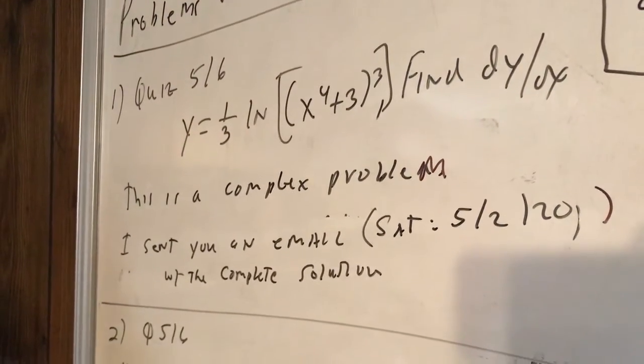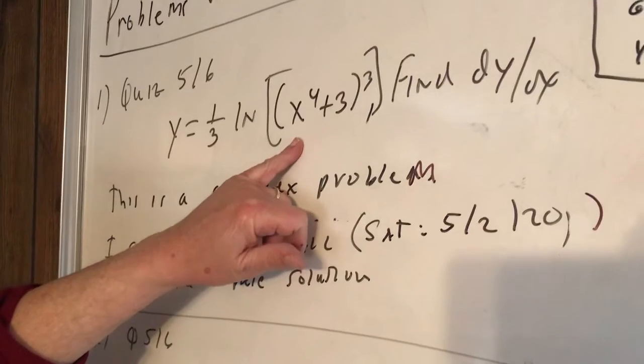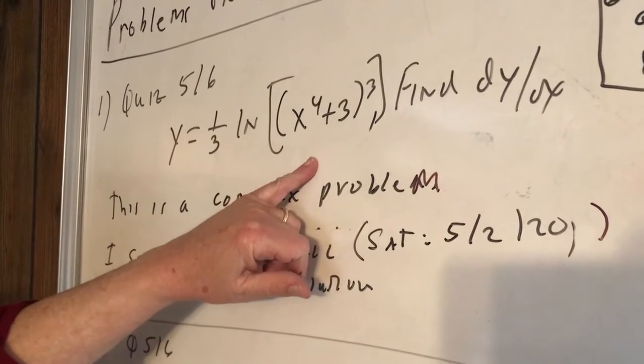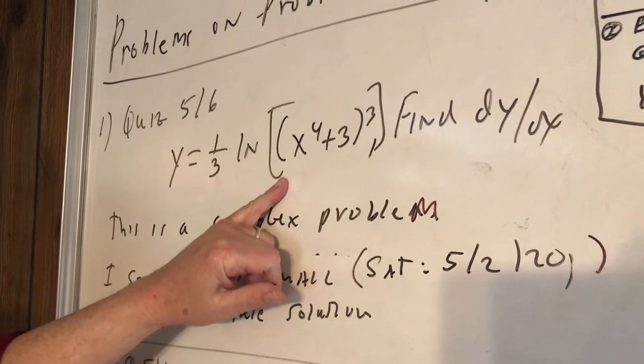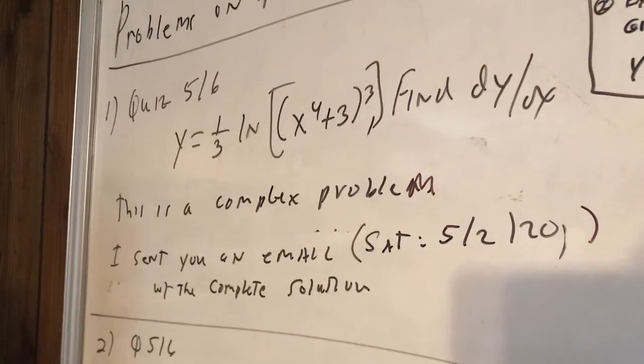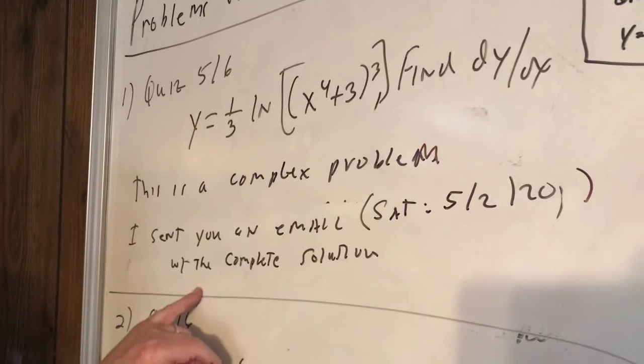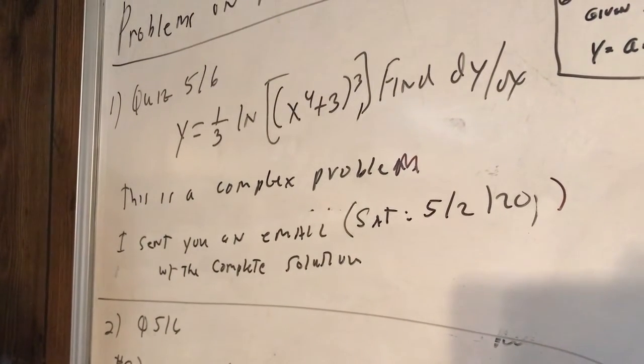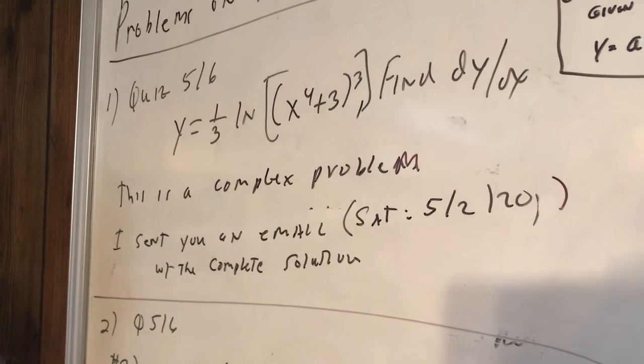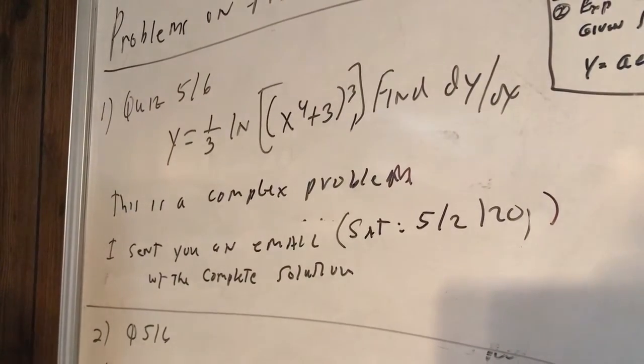This is a very complex problem because the argument itself is a chain rule. It's a chain rule within a chain rule. I haven't seen too many of these on the final. I'm going to send you an email with the complete solution. I don't think this will be on the final, but I'll send it to you anyway.